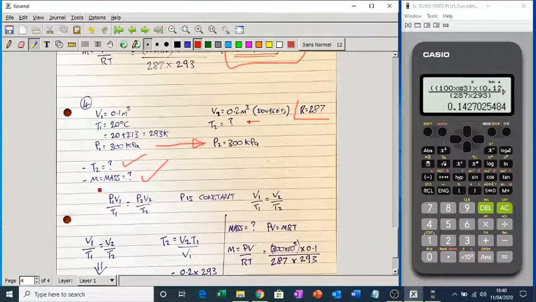So here's my formula. Obviously P's are constant, so we can get rid of the P's.